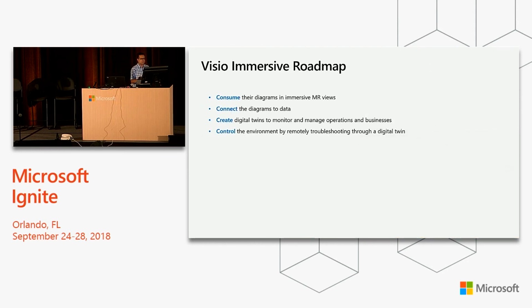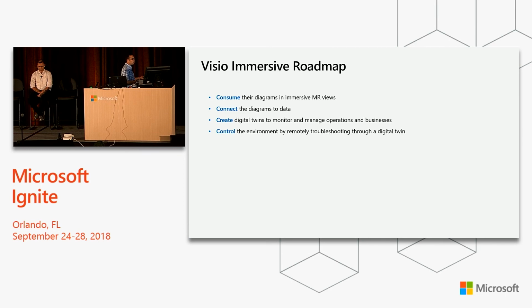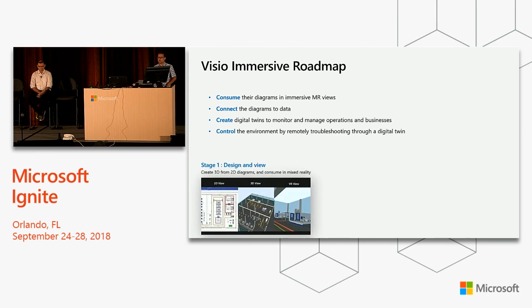So again, what's there in the roadmap? I just showed you how we have enabled consuming your diagrams in immersive mixed reality views. Once we have accomplished that, we'll work on connecting these diagrams with live data so that these can be used as real-life 3D dashboards or digital twins. And you can start monitoring and operating your businesses using that. And then the next step would be being able to control your environment. You make changes in this virtual world, and that gets reflected in the real world.